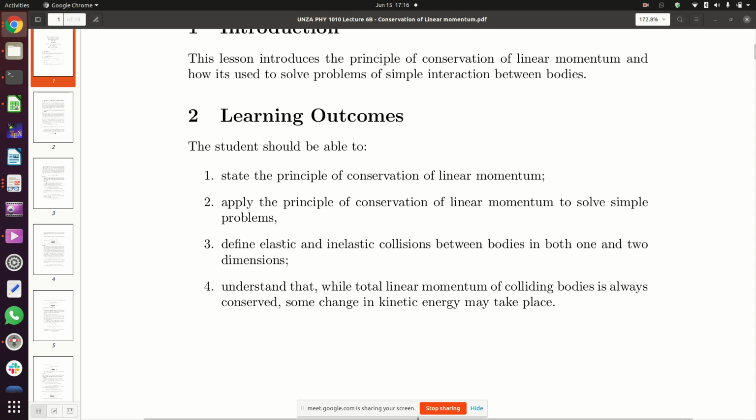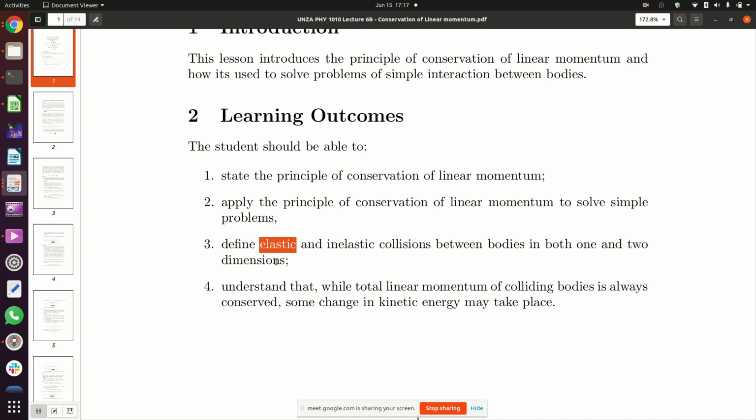So elastic collisions basically are those collisions where, before things collide, you can work out what the total kinetic energy is of these objects before they collide. Then you also work out the total kinetic energy after the collision. So in the case of an elastic collision, the total kinetic energy just before the collision and the total kinetic energy just after the collision are the same.